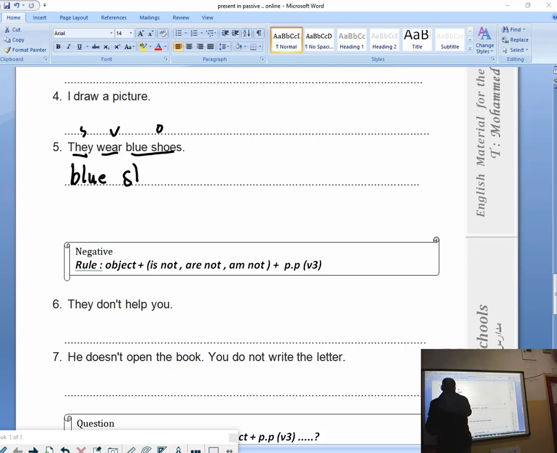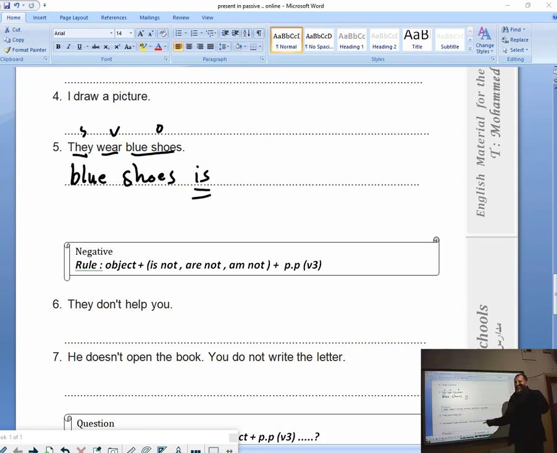Blue shoes is, because it is uncountable now and we deal with it just like the singular as I told you before. They wear the blue shoes. Blue shoes is worn. Is worn by them.